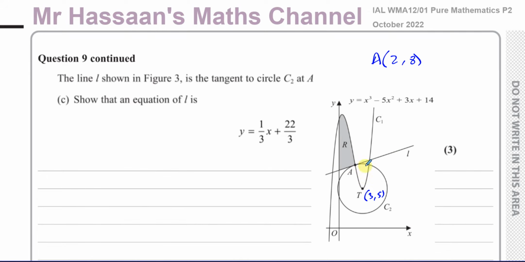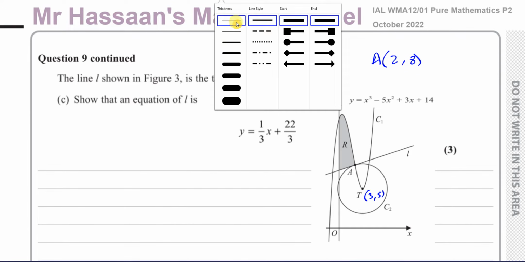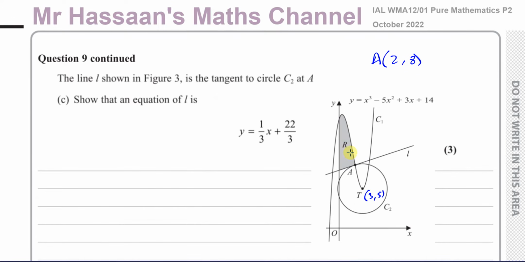Okay, so now, the equation of line L. L is a tangent to the circle. Now, the tangent to a circle basically has the same gradient as the circle at the point where it touches it. And one very important point about circles is that the gradient of the tangent and the gradient of the normal are perpendicular. So if I know the gradient of the line AT, I know the gradient of L, which is perpendicular to the gradient of AT.